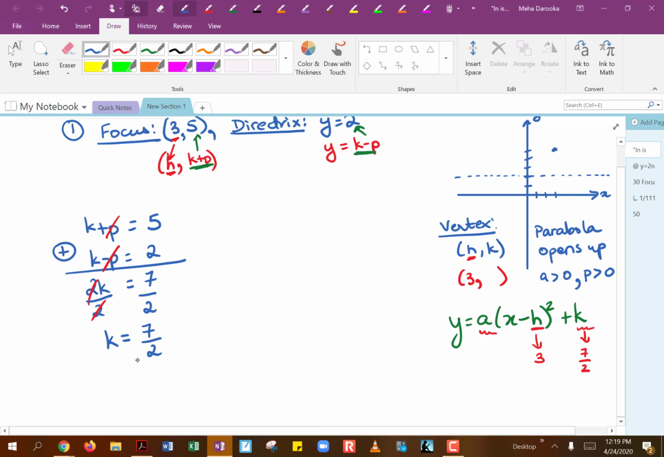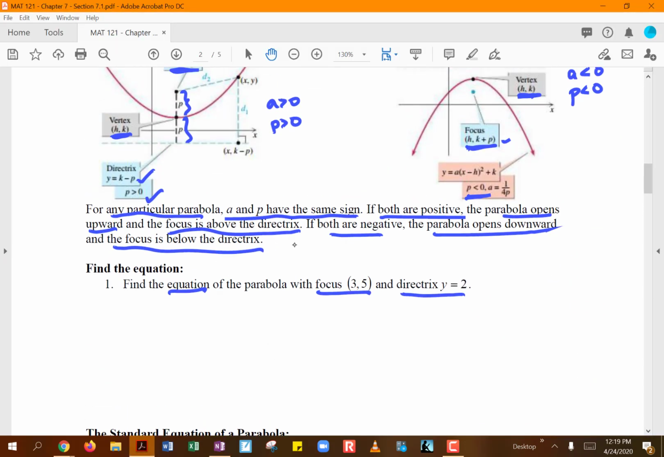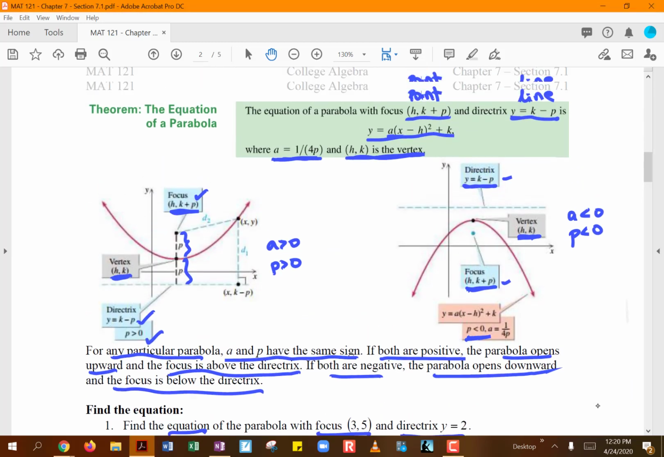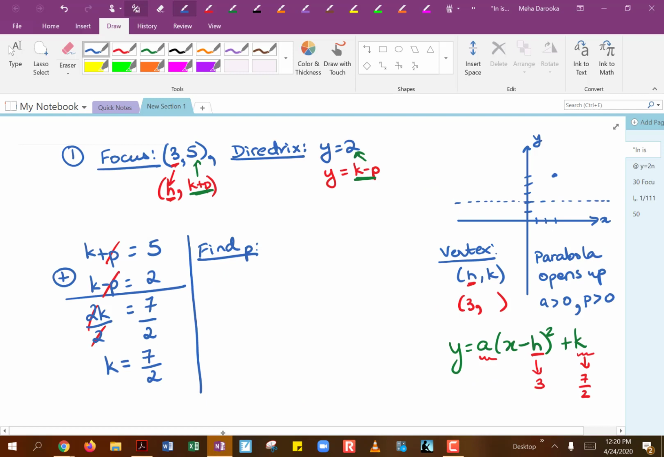Now that you have found the k value, we can go back to any one of these equations and find what our p value is. And we need the p value because we will use this relationship of a equals 1 divided by 4p to help us come up with the value of a. So that's why we need to find p over here. So I guess I can use k plus p equals 5 to find our p-value.